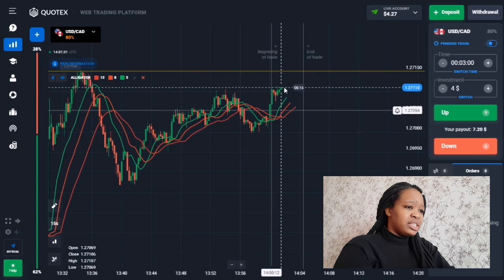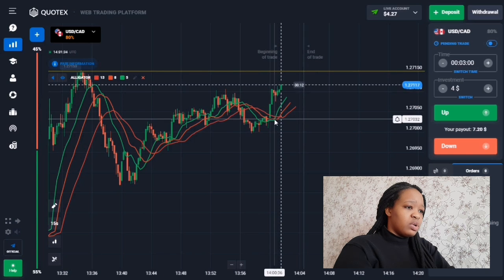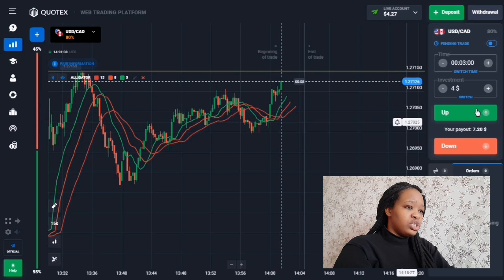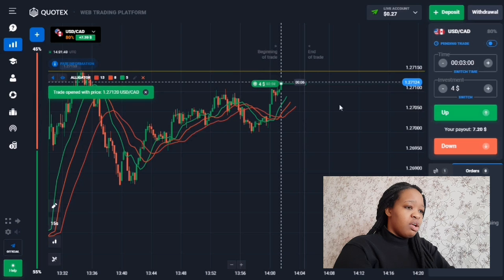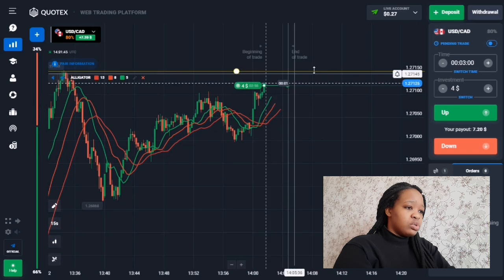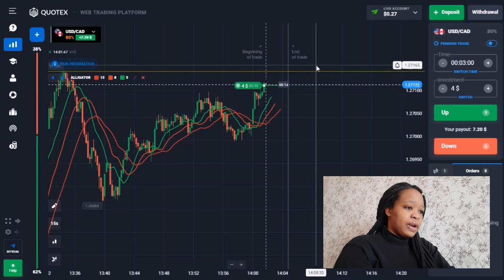After the small pullback down, the price has been trending towards the level. The indicator is also signaling the entry point, which is why I want to enter the uptrend for 3 minutes, expecting the price to break through this level. So let me wait and see the results of this trade.